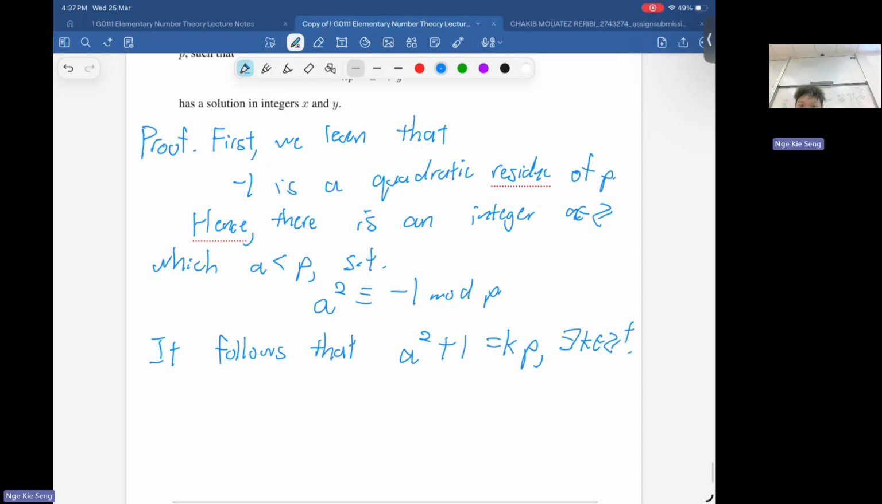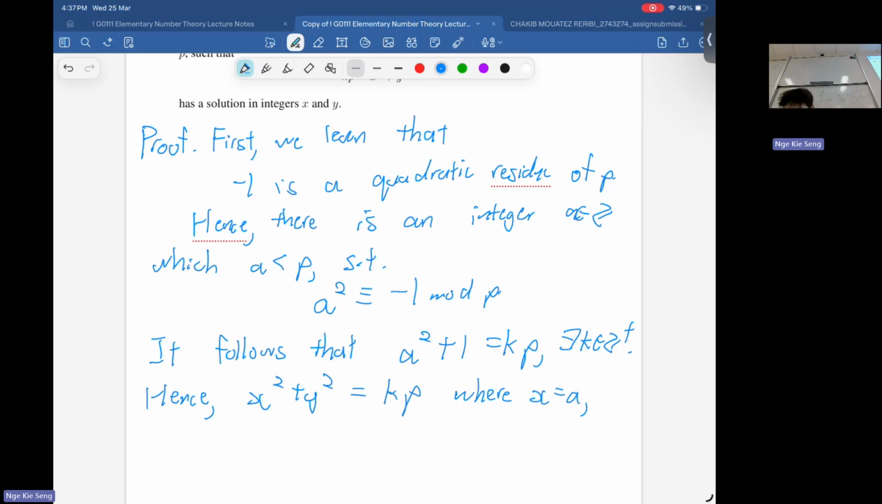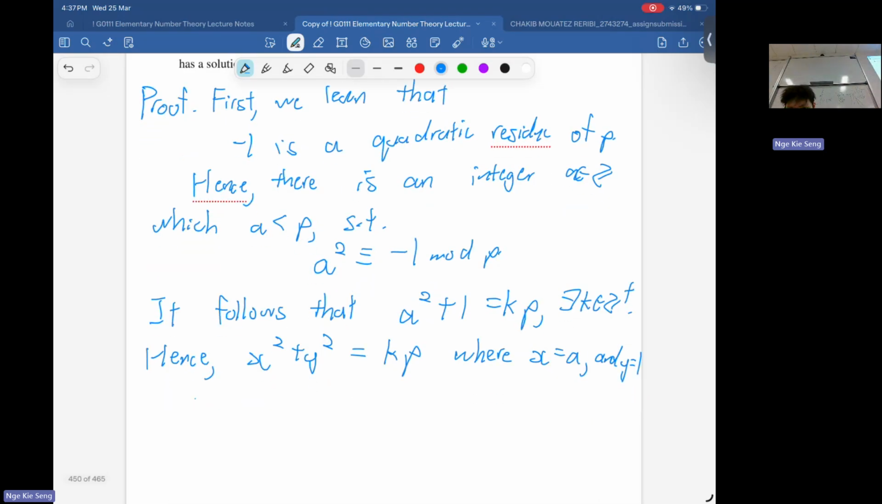Okay, so what does this say here? Hence, we found x and y such that the sum of their squares is kp. So what are x and y here? We just pick x to be a and y to be 1. But then we haven't shown that k has to be less than p. So the last thing we're going to show is why this k is less than p.